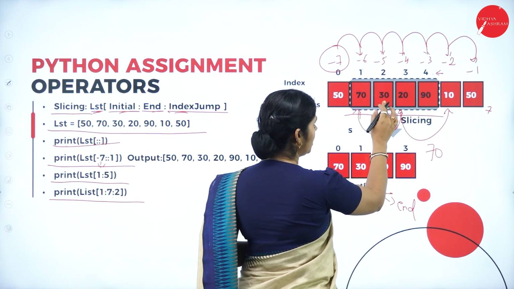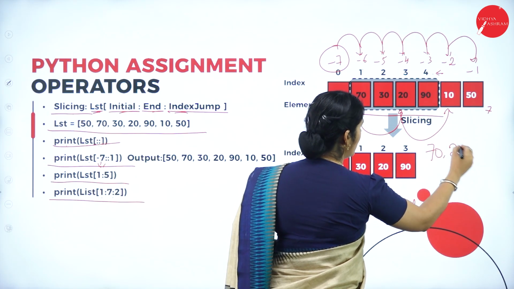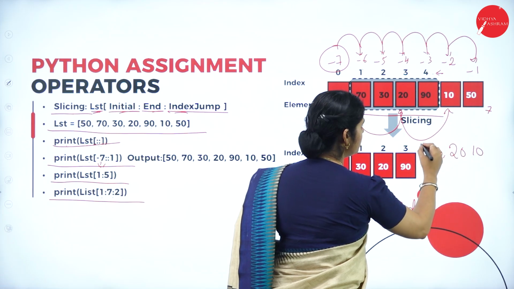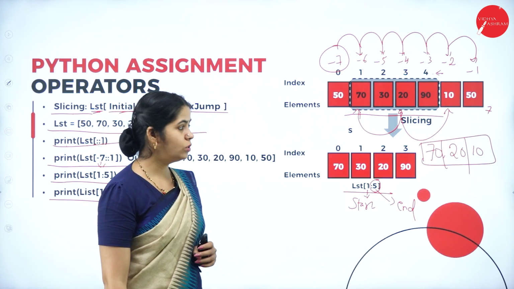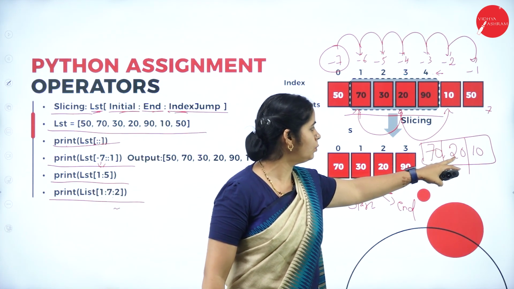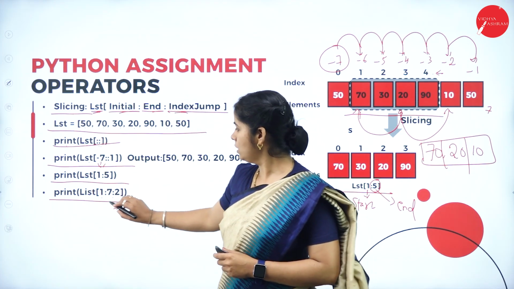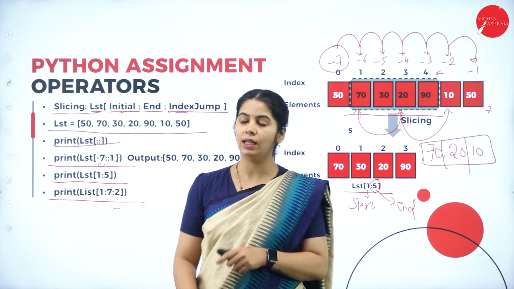Next, jumping 1 index, leaving 1 index, we jump to the second index, that is 20, and leaving this 90, it will jump to 10. So this much will be sliced. So what you will get as the output of this particular print statement, 70, 20 and 10, will be displayed as the output of this print statement. This is how we are going to slice the list.